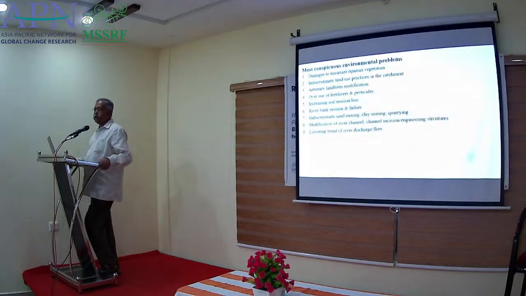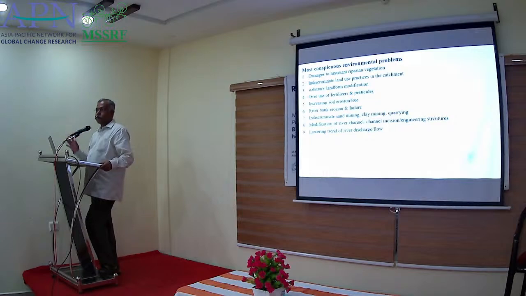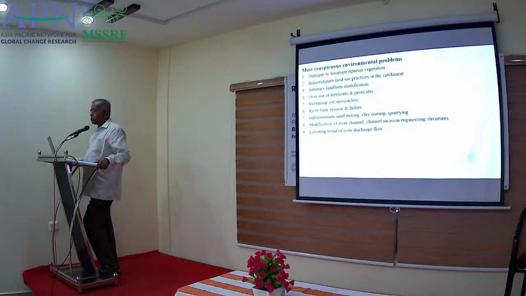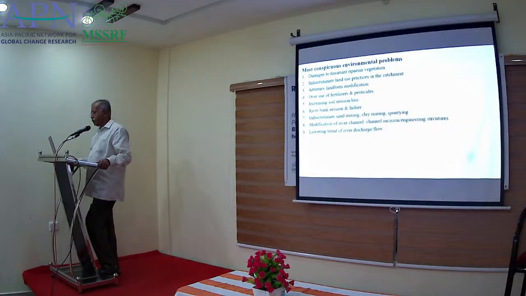Now let us get into DPSIR. So we have the background of the Pamba River system. Now let us look at the most conspicuous environmental problems. Probably you may recollect the talks that you heard yesterday and the day before yesterday. I am listing out some of the issues. One is damage to luxuriant riparian vegetation. It's a real problem. Yesterday you must have heard Dr. Shaji and others talking about the loss of riparian vegetation.